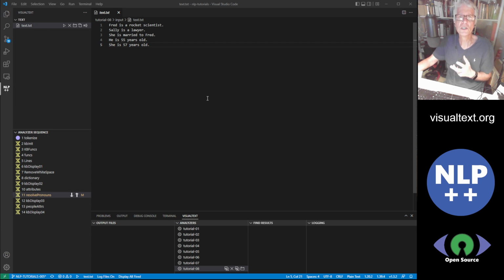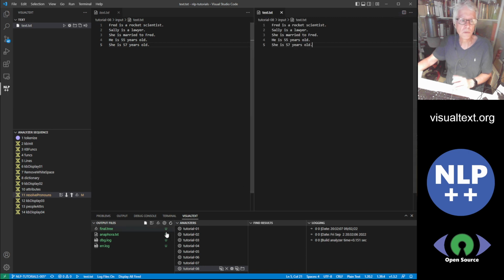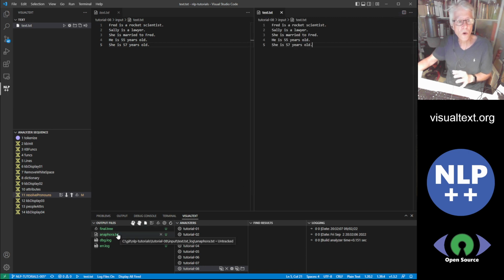When a person is done reading this text, what they understand is that there are two people, they have ages, they have professions, and that one is married to the other. So when we process this with our analyzer, we should come up with that same knowledge. If we do, then we can say this is an intelligent program that understands this text. So let's run the analyzer, and we're going to take a look at the output of the brain, or the conceptual grammar, or the knowledge base.